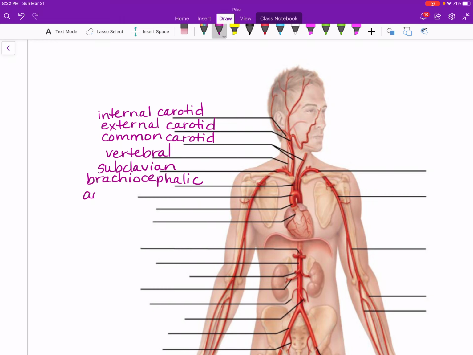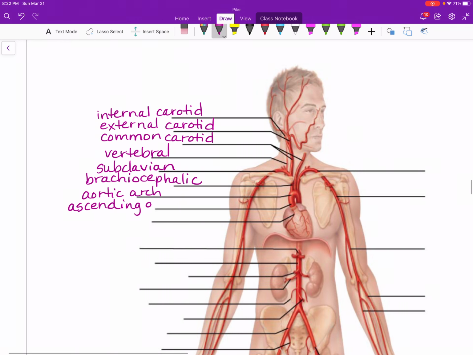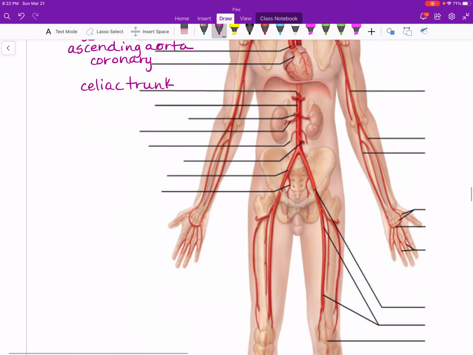Next is the aortic arch. So we're just really filling it in. You don't really understand where they are just yet until we do our concept map. Here is the ascending aorta, the section going up. Next is the coronary artery. Coronary is the artery supplying the heart itself. Then we have something called the celiac trunk. We're going to branch that off when we do our concept map. Then we have the abdominal aorta.